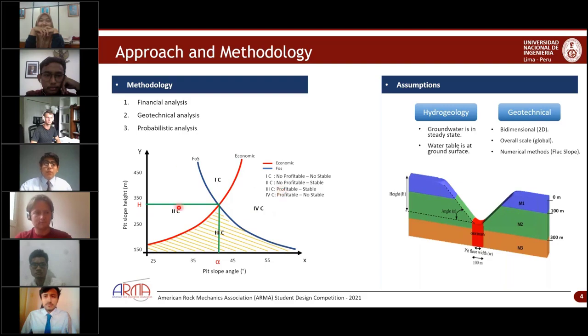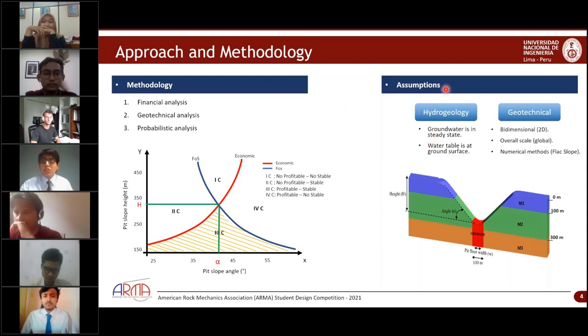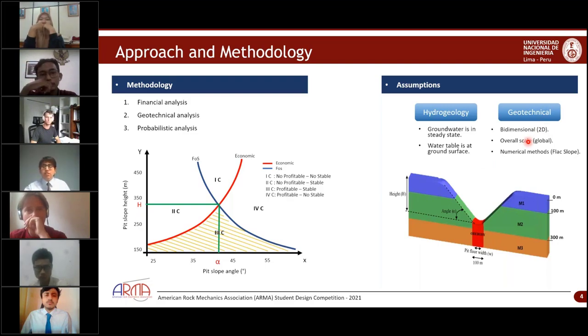The two curves limit 4 areas with different properties of profitability and stability. Our zone of analysis is zone 3. The main assumptions for our analysis are related to the hydrogeological and geotechnical conditions. For hydrogeological, the groundwater condition is in a steady state, and the water table is at the ground surface. For the geotechnical assessment, a bidimensional 2D analysis was conducted.